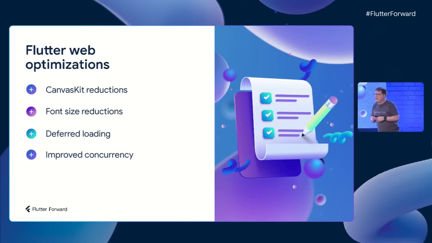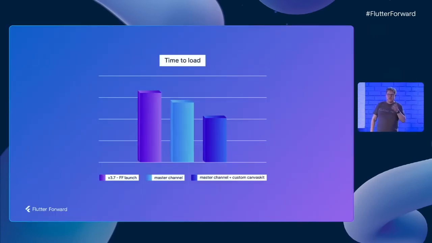And I want to show you a slide that demonstrates this in action. This slide shows how we've been working, even since the 3.7 release we're shipping today, to improve the speed of loading the initial page. And what you can see here is we've done work on the current master channel and with a new custom CanvasKit that reduces the amount of time a page takes to load using Flutter by 40%.